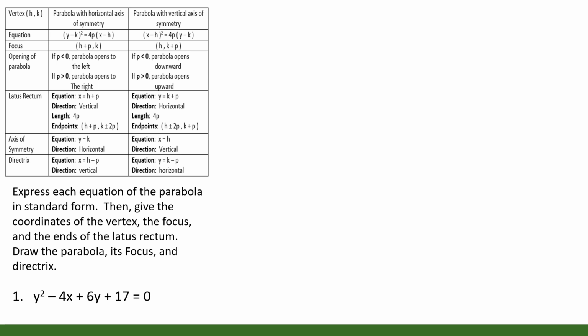Since your leading variable here is y squared, iiwan natin dito sa left-hand side yung may y. And then, etong remaining 2 terms will be transposed on the other side. So, ililipat sa kabilang side. Therefore, ang ating equation ngayon ay y squared plus 6y equals 4x minus 17. Okay?